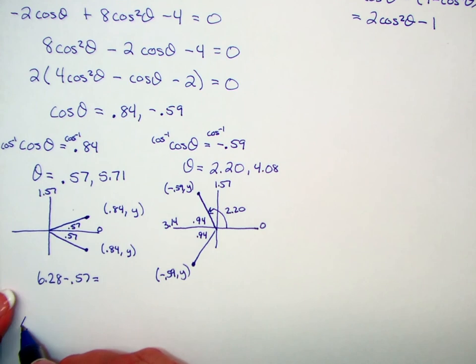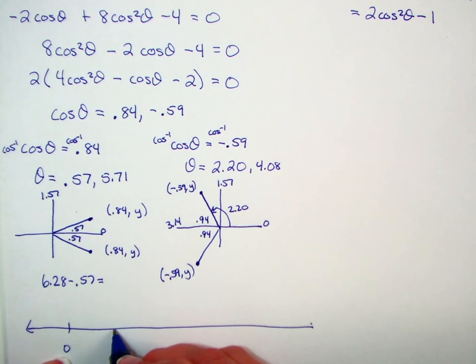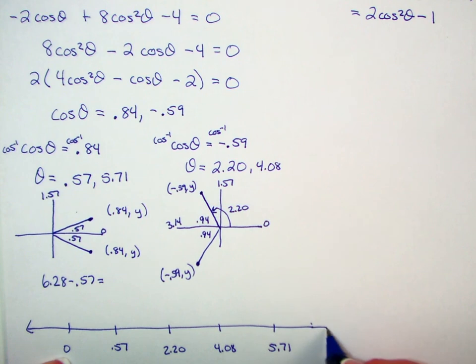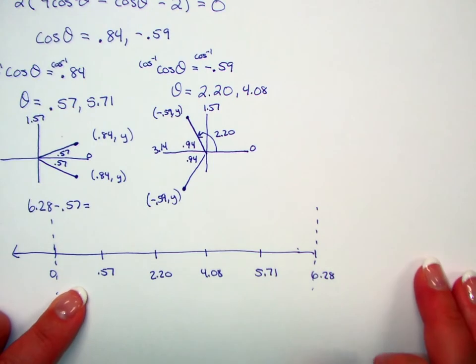So again, I have 4 critical numbers. I'm going to do my number line analysis here. Starting at 0, 0.57, 2.20, 4.08, 5.71, and then end this at 6.28. So we're not going to go past this mark here. Again, we have 1, 2, 3, 4, 5 intervals here.